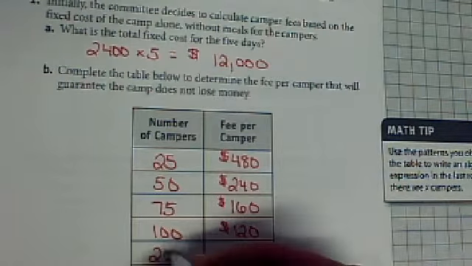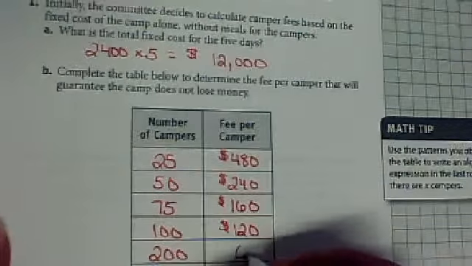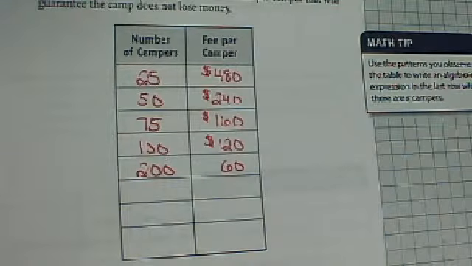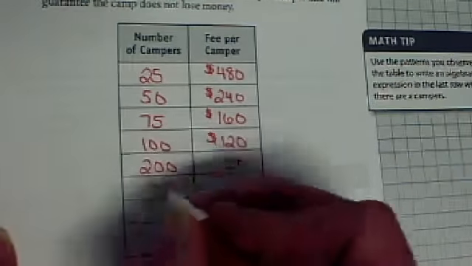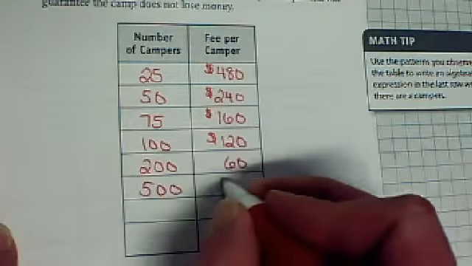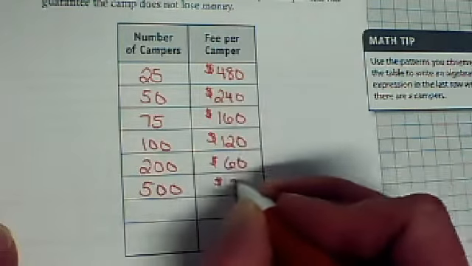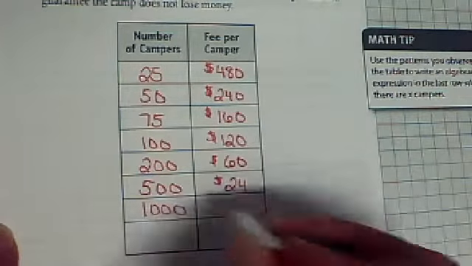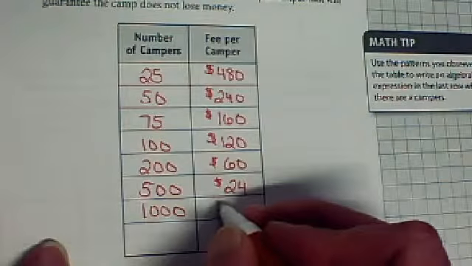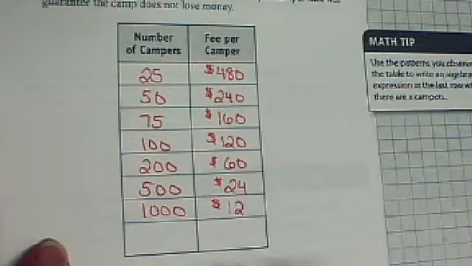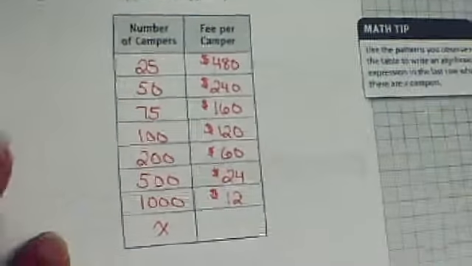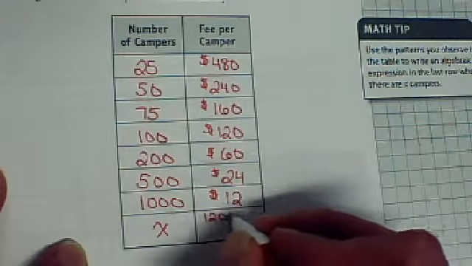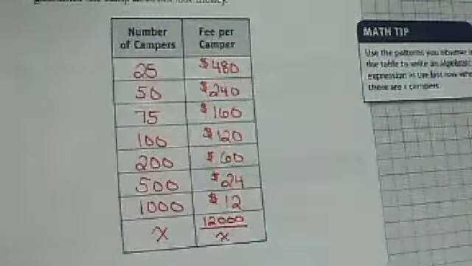If we have 200 campers, that's going to be $60 each. It's getting a little bit better, isn't it? What if we have 500 campers? Well, that's a lot better. That's going to cost us $24 per camper. How much is it going to cost for 1,000 campers? Well, that ends up being $12 a piece. So whatever number of campers we have, what we were doing to find the fee per camper was taking 12,000 divided by the number of campers.